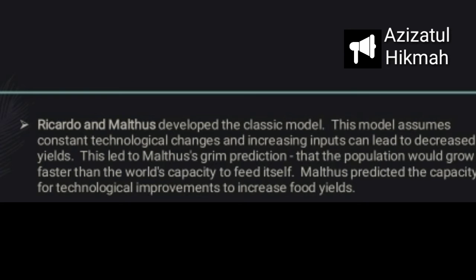Okay, how about Ricardo and Malthus? They developed the classical model. This model assumes constant technological change and that increased input can lead to decreased yields. This led to Malthus' grim prediction that the population will grow faster than the world's capacity to feed itself. Malthus did not predict the capacity for technological improvement to increase food yields.